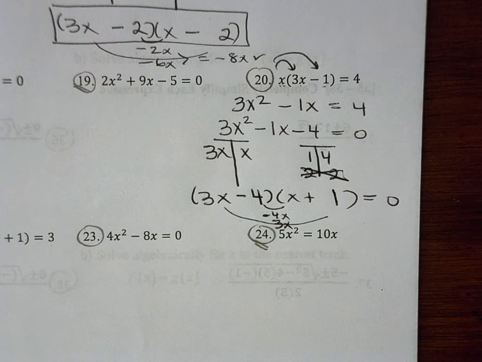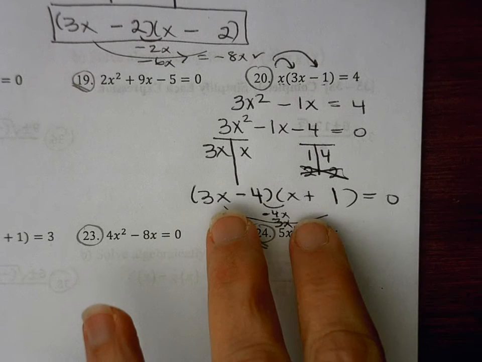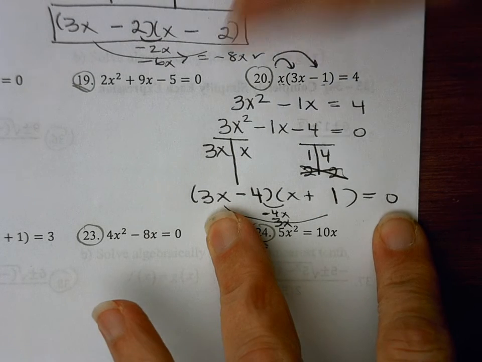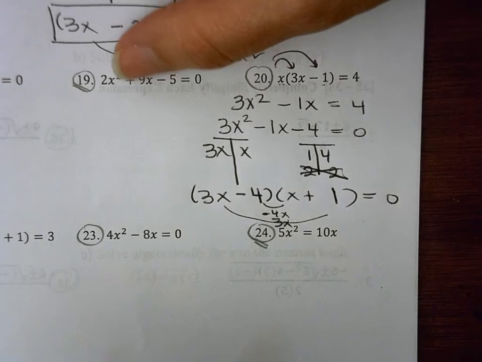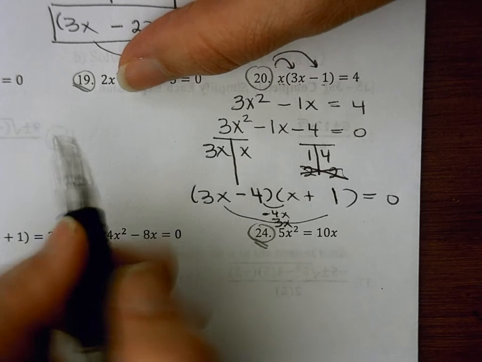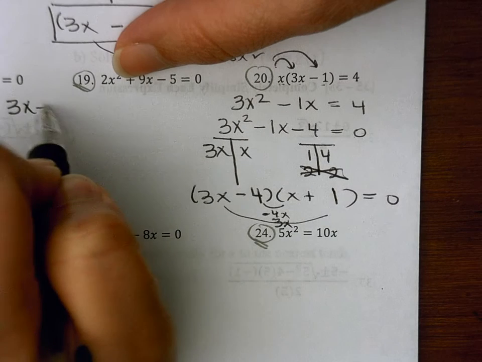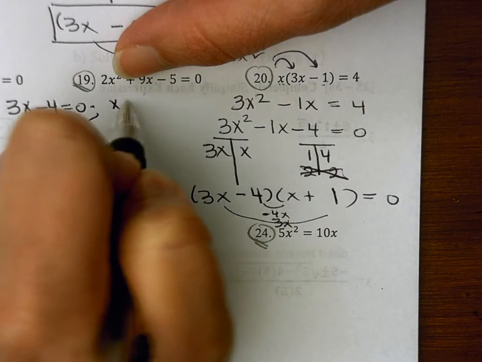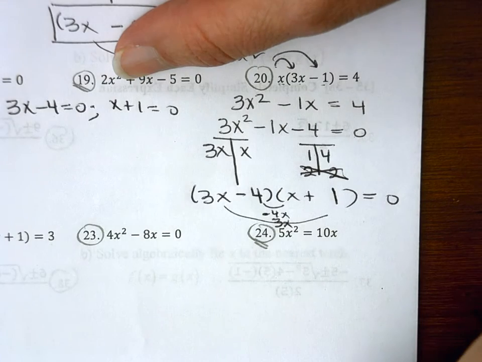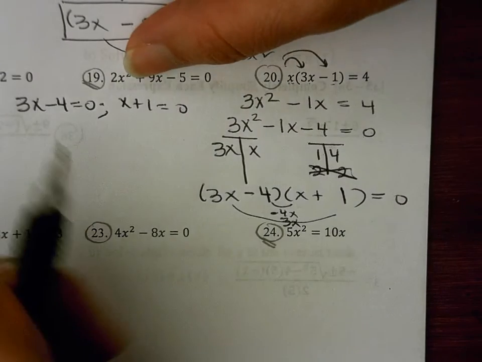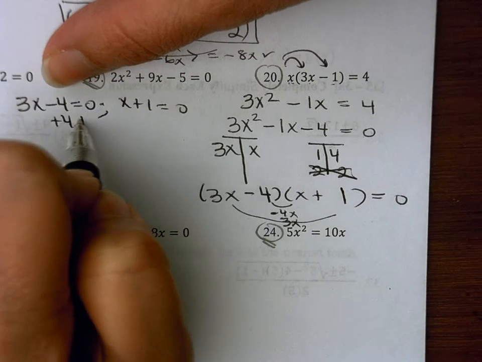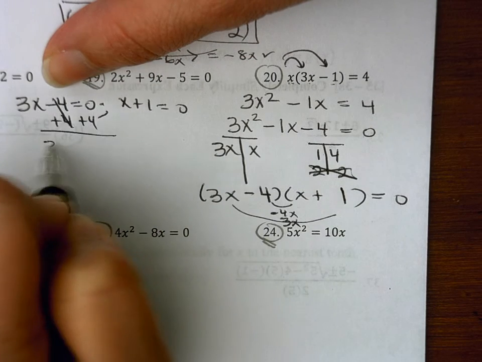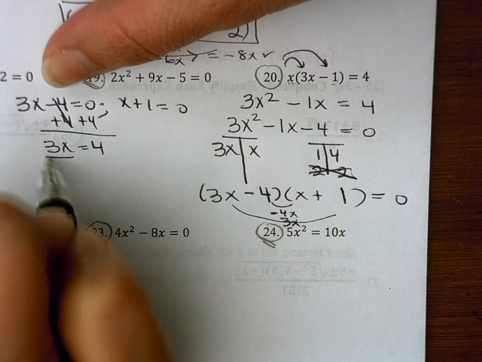So now once it's factored, I'm not done, right? I actually have to solve this equation. So now by the zero product property, I'm going to take each equation and equal them to 0. So I'm going to do that on the side over here. So I would have 3x minus 4 equals 0, and then x plus 1 equals 0. And then solve each of those equations. So I would add 4, and then divide by 3.